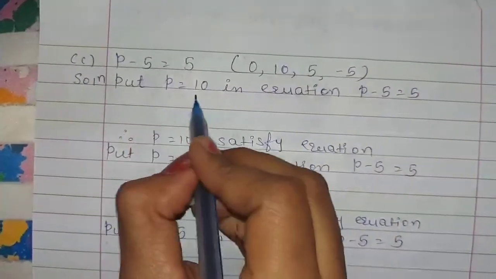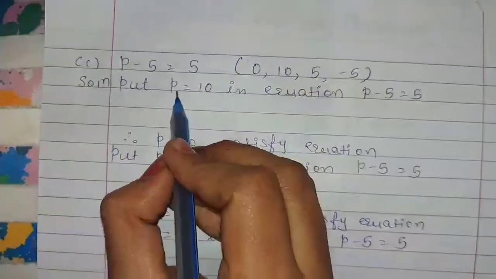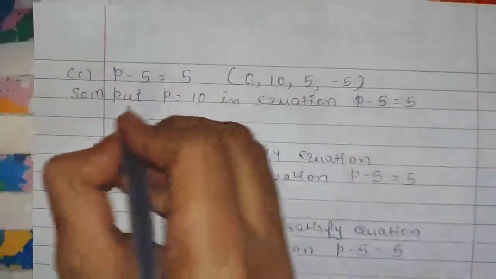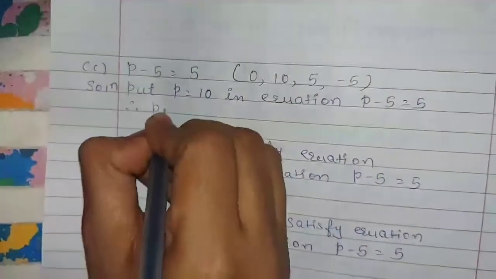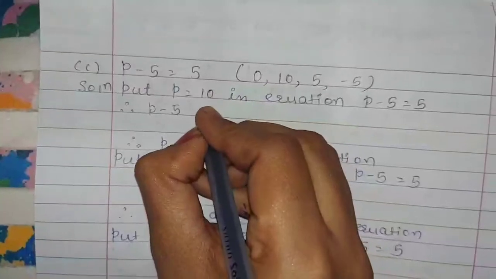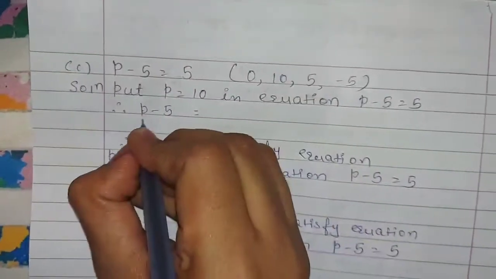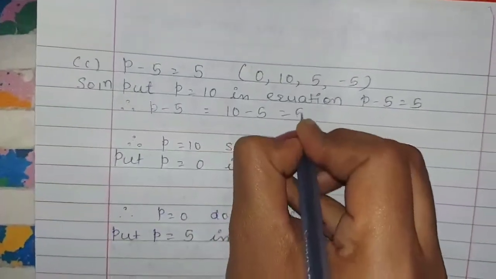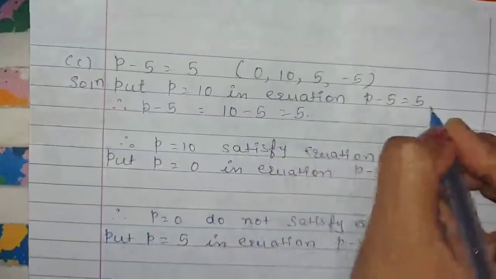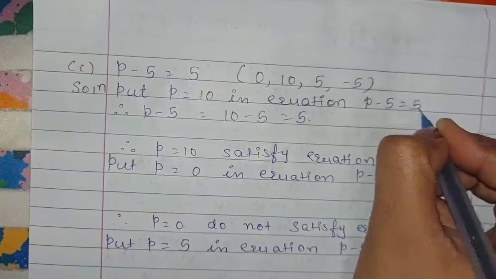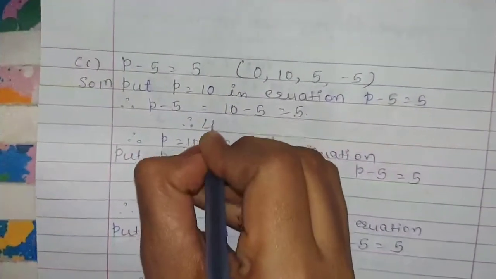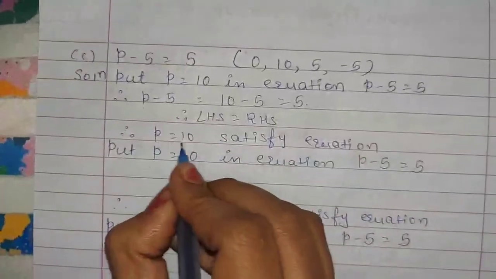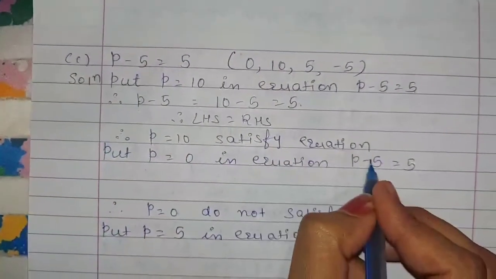Solution. Put P equals 10 in the equation P minus 5 equals 5. Therefore P minus 5, that is the LHS of the equation, equals, in place of P we have to put 10. 10 minus 5 equals 5. Now this 5 is the LHS of the equation and the RHS of the equation is also 5. Therefore LHS equals RHS.